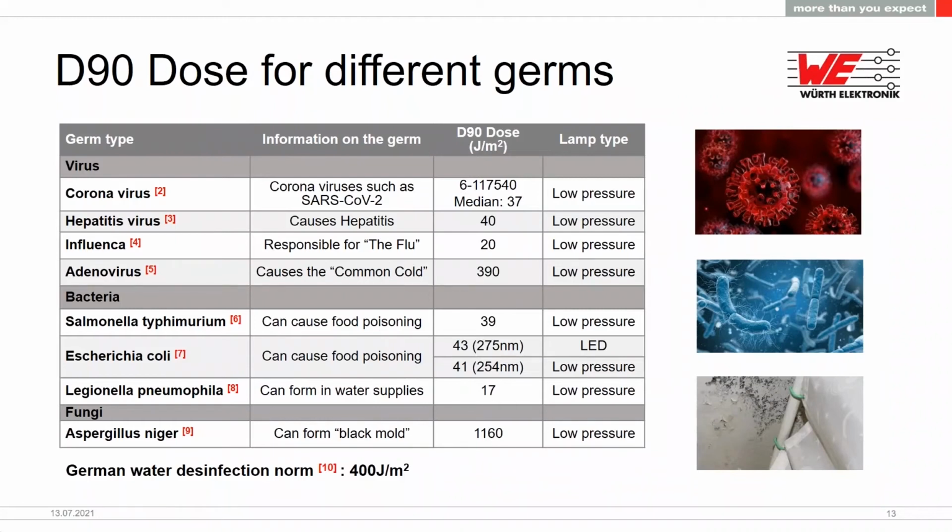Okay, so the question now is, which dose is actually recommended? Well, it depends on your requirements. How much disinfection do you actually want? Which germs do you want to kill off? So it's not an easy question to answer how much light you actually need to kill off all of the bacteria. But there's this German water disinfection norm that gives you a value of 400 joules per square meter for safe drinking water disinfection. So this could be a value to work with. So in the future, I'm going to work with those 400 joules per square meter and also the 37 joules per square meter for corona inactivation.